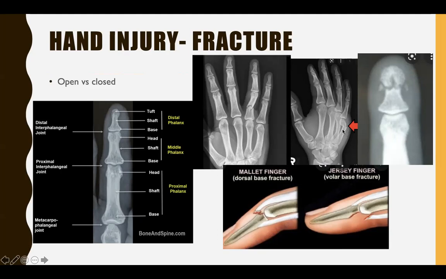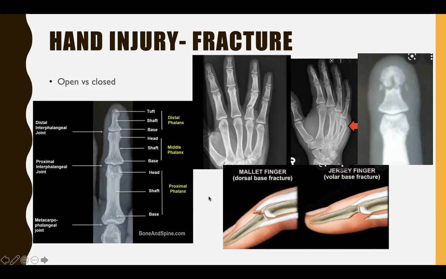So you want to talk about, is it in the head? Is it at the base? Is it at the shaft? Is it on one of the condyles? Is it intra-articular or not? Is it open or not? Open fractures all need washout under local anesthetic again. And fractures, depending on what they are, need fixing or not.